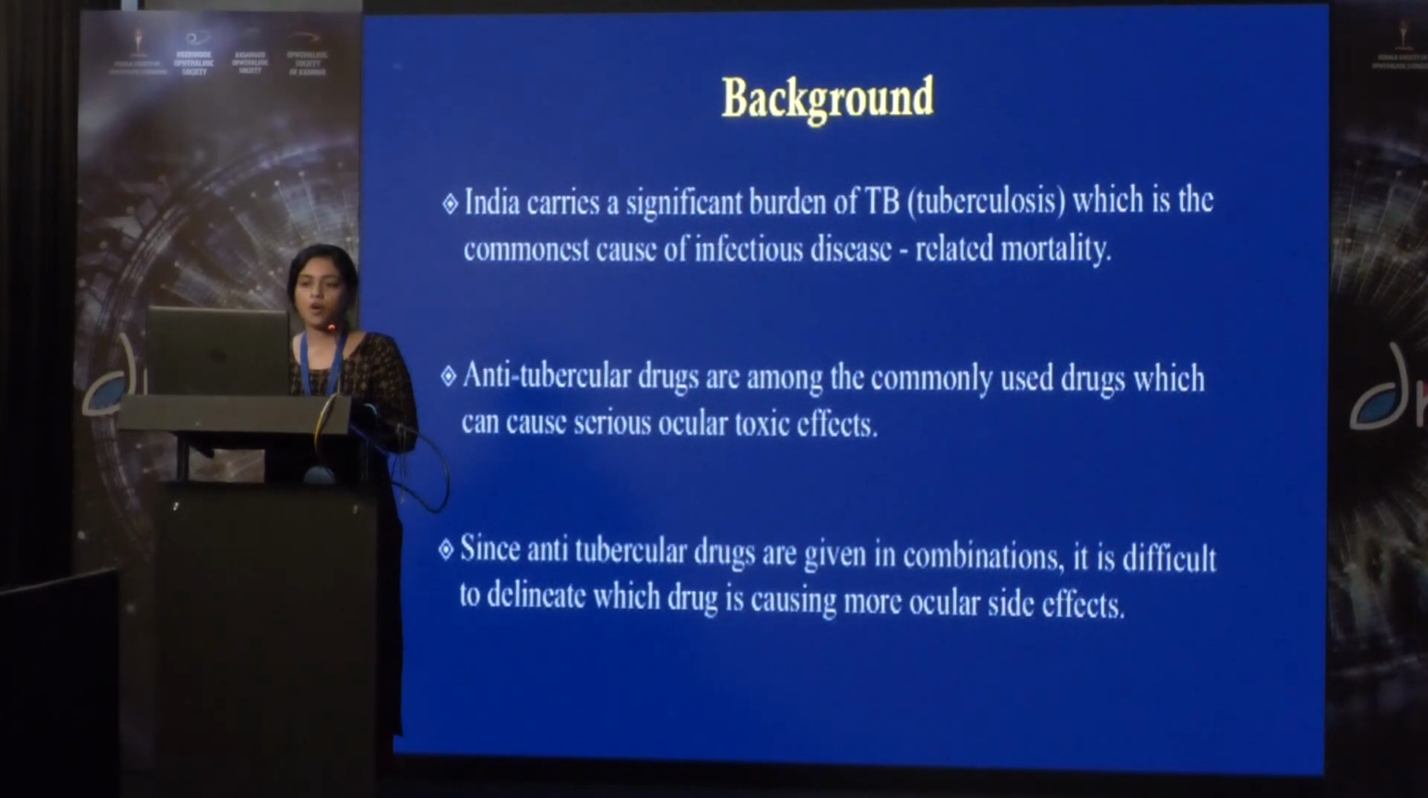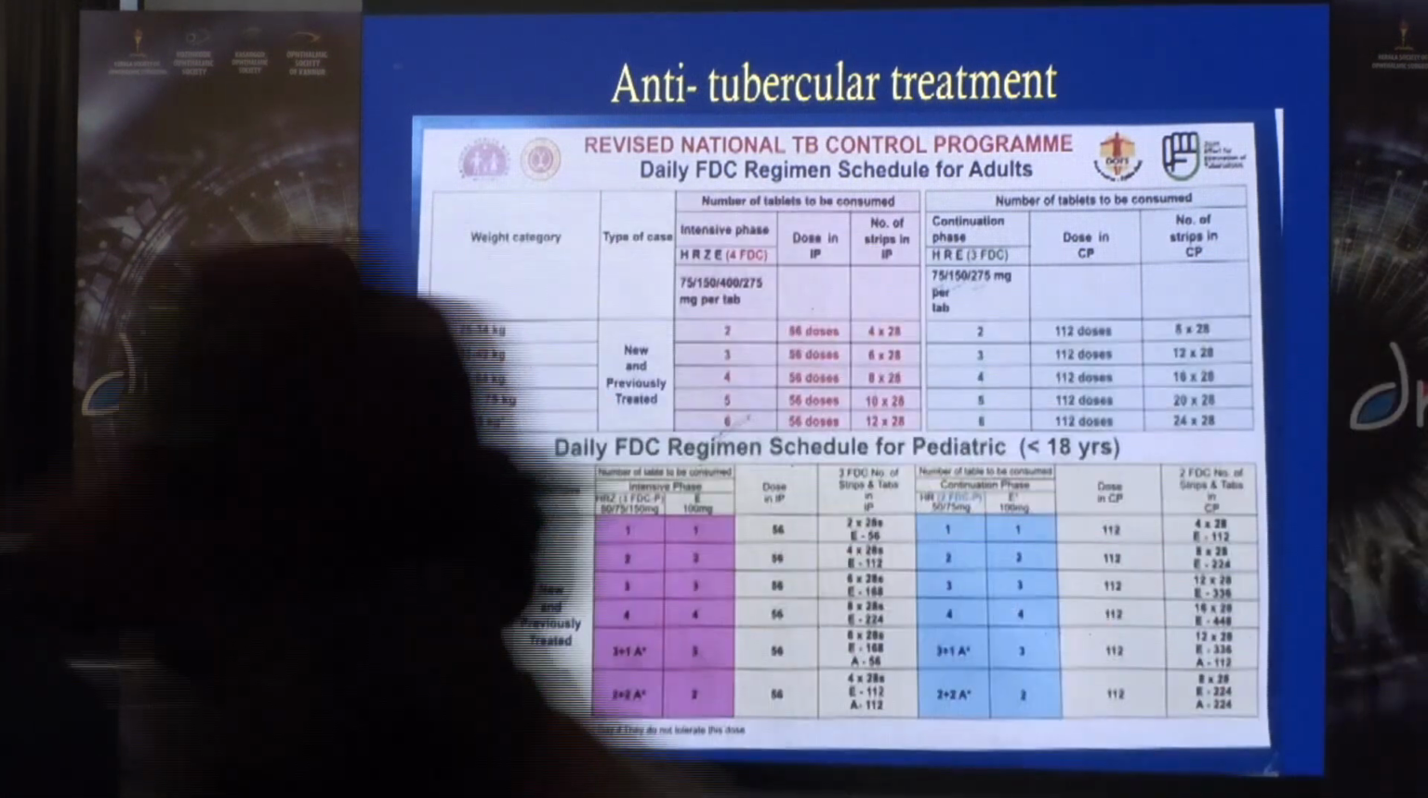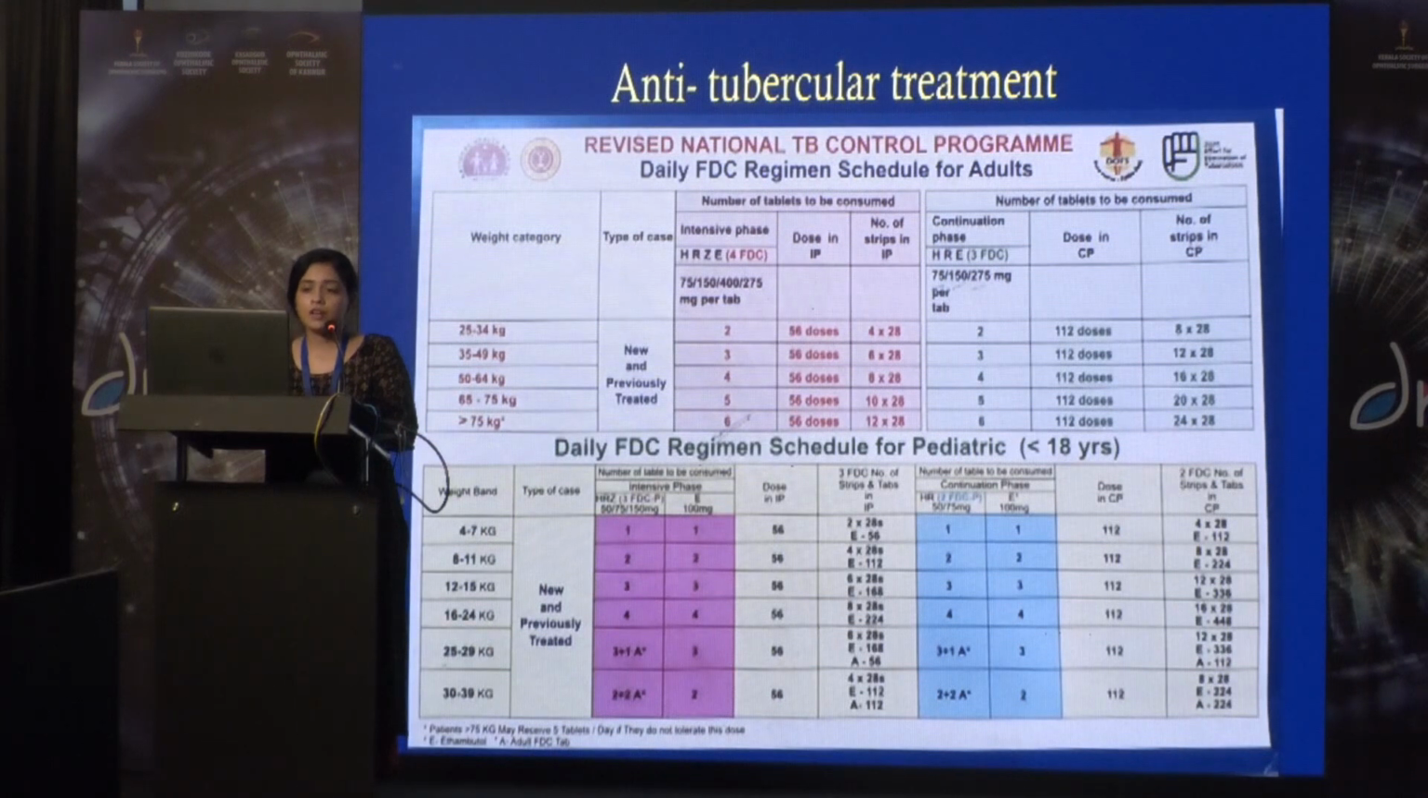Anti-tubercular drugs are among the commonly used drugs which can cause serious ocular toxic effects. Since anti-tubercular drugs are given in combinations, it is difficult to delineate which drug is causing more ocular side effects. This is the revised National TB Control Program daily fixed drug combination regimen, which is currently followed, with 2 months of intensive phase and 4 months of continuation phase. In contrast to the previous regimen, ethambutol is used throughout the continuation phase also.